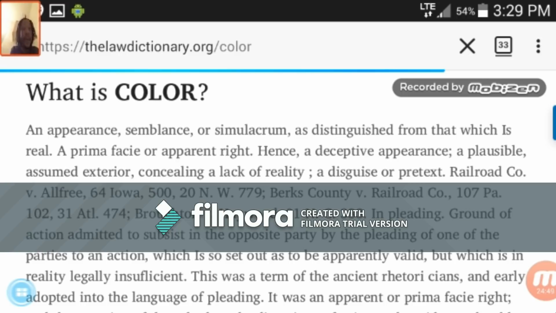Now we're talking about color. So black, white, if that's on your birth certificate, it's concealing a lack of reality, as distinguished from that which is real. So it's fake. Black, white, we need nationality. Color is an appearance or semblance. It's not the actual thing.